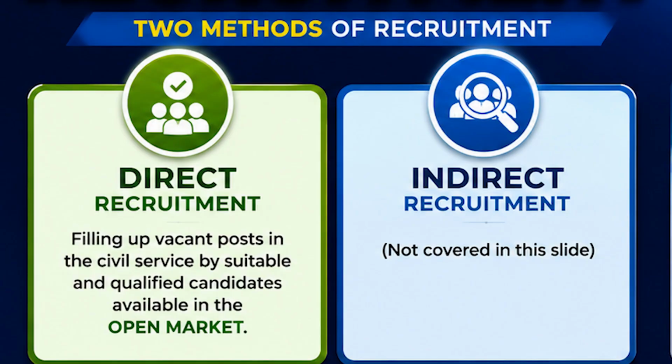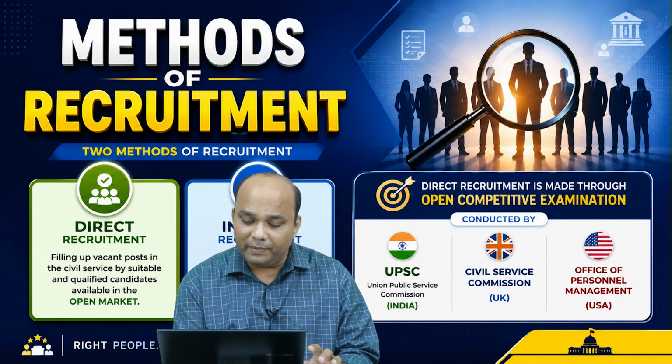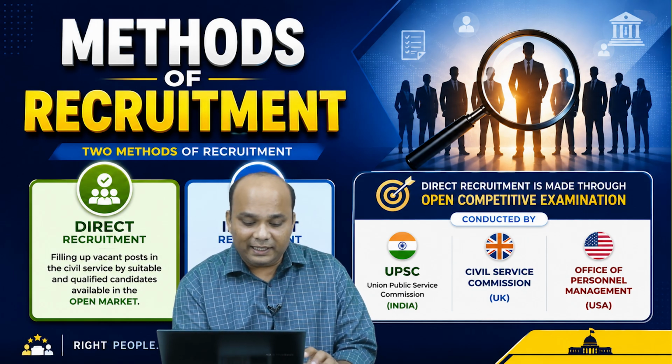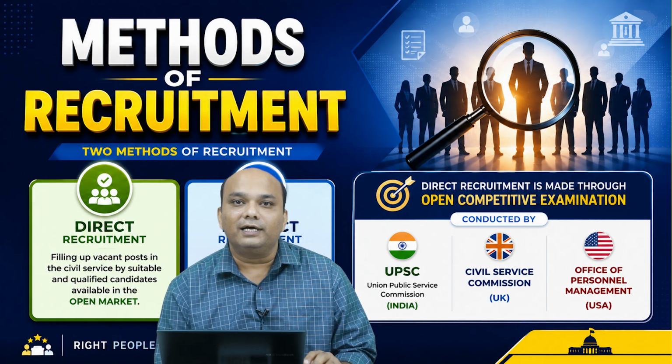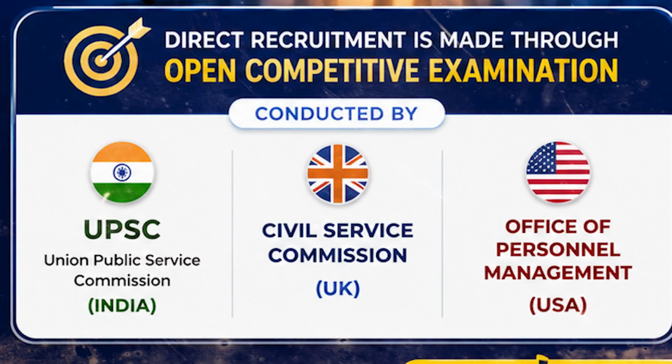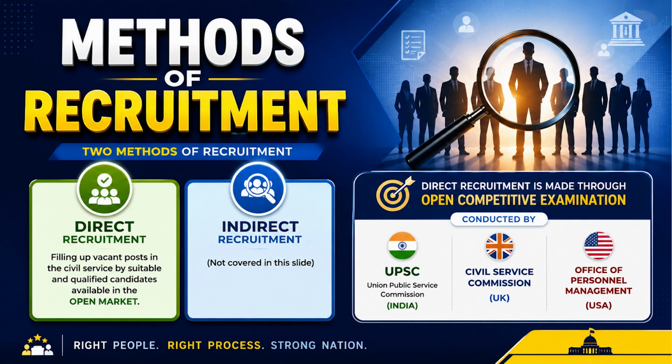The other type is indirect recruitment. First, we will discuss direct recruitment in detail. It is made through open competitive examinations conducted by recruiting agencies like the UPSC in India, the Civil Services Commission in the United Kingdom, and the Office of Personnel Management, also called the OPM, in America. These all play a very central and important role in conducting the recruitment drive in their respective administrative systems.